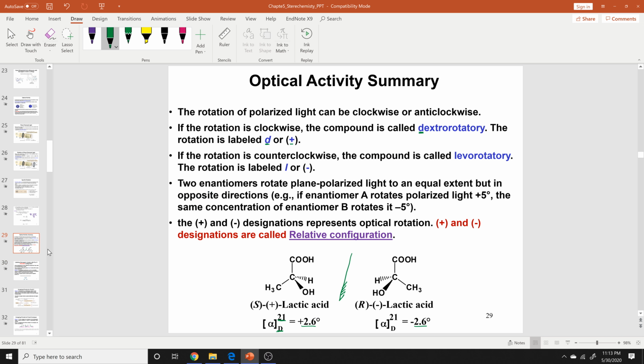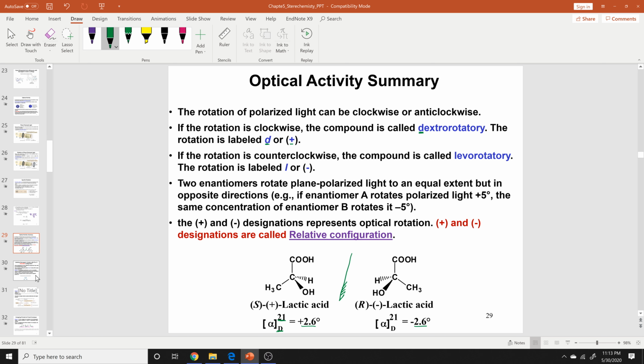Okay, so the positive and the negative signs represent optical rotation, and this optical rotation you can only know in the lab when you do the experiment. These two are called relative configurations. So the positive and the negative, we call those relative configurations, and it's specifically for rotation of the plane of polarized light.